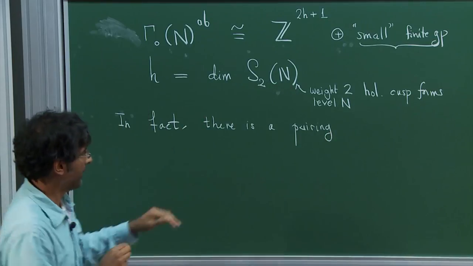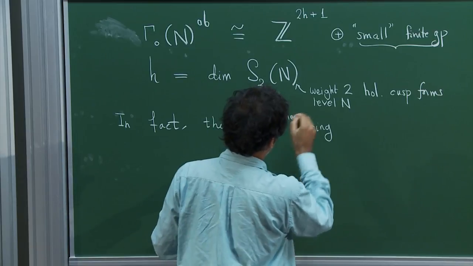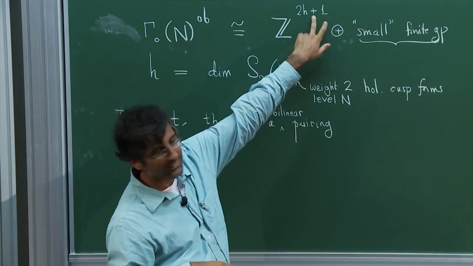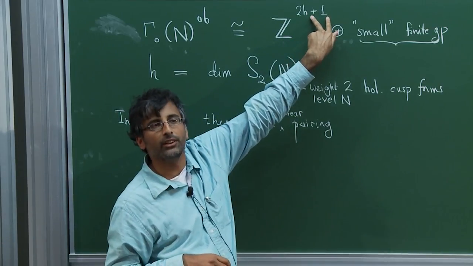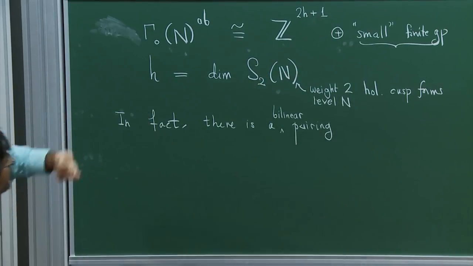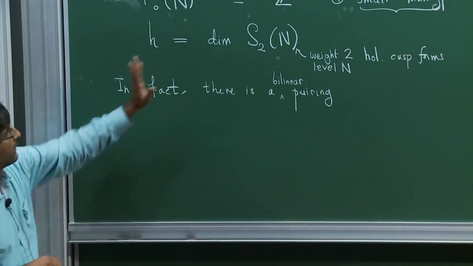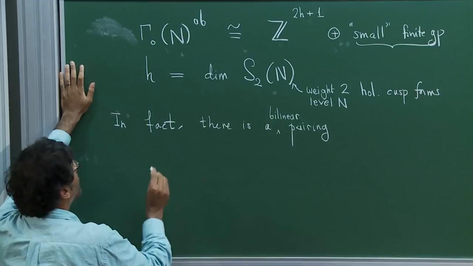Okay, a bilinear pairing, let me say. Bilinear pairing. All right, this plus 1, as I said, it's right if n is prime, and this has to do with Eisenstein series. If n is not prime, it's plus something a bit bigger. But anyway, I'm not going to worry too much about it. There's a bilinear pairing.